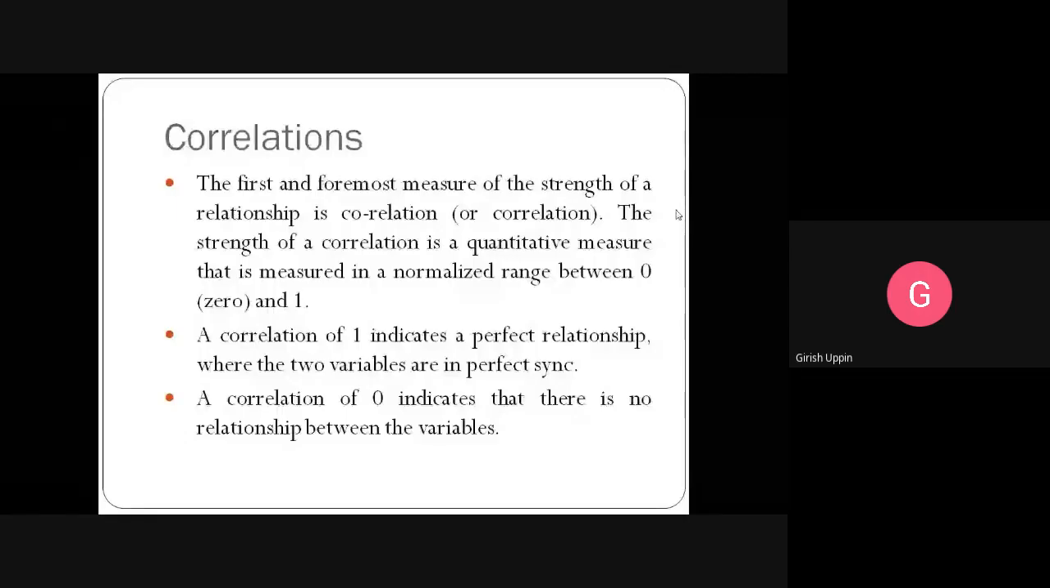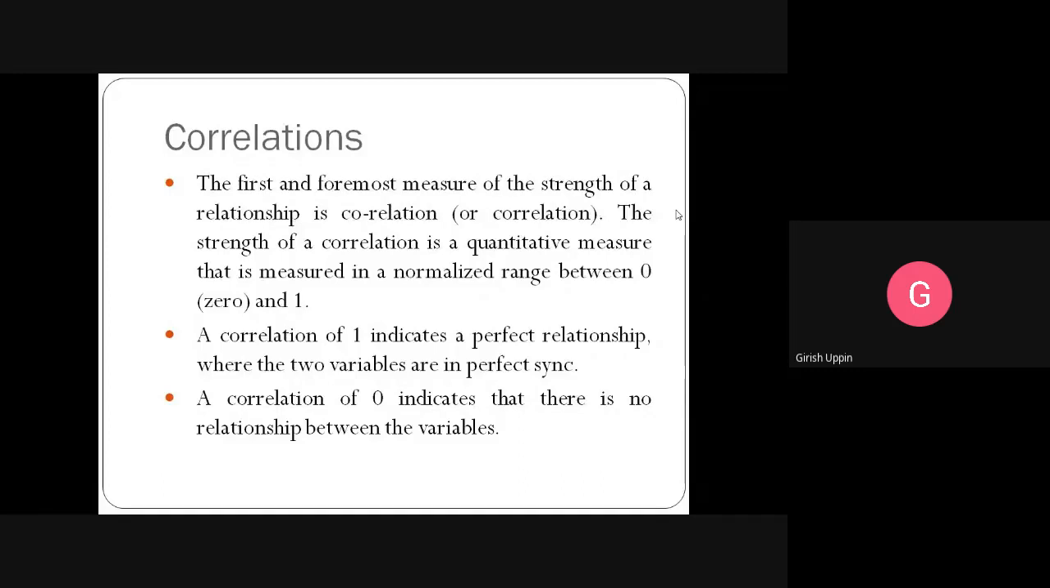And the first and foremost measure of the strength of a relationship is correlation. Correlation is a very powerful measure that we can use to find the relation between two variables. The strength of a correlation is a quantitative measure that is measured in a normalized range between 0 and 1, and it will tell us the relation between the two entities.